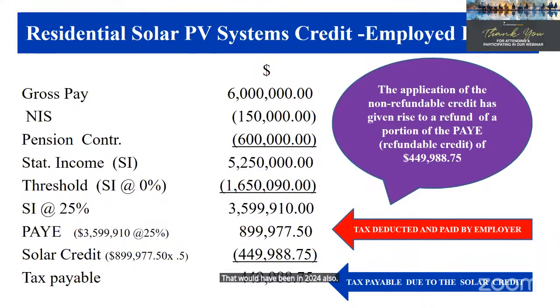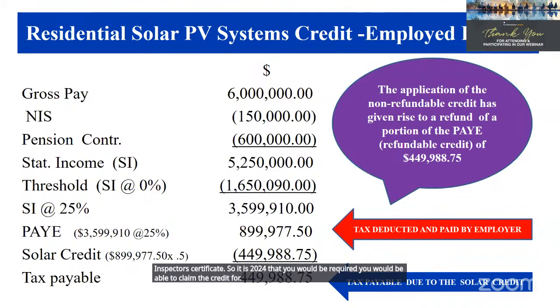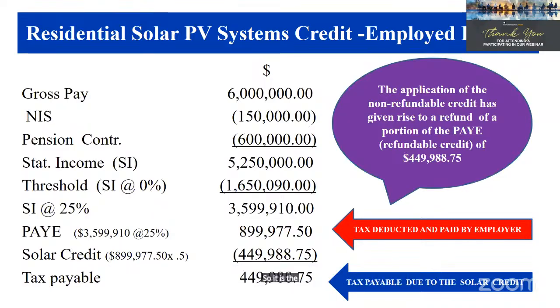So it is 2024 that you would be able to claim the credit for. Okay, so it is both the installation date and the date of the certified electrical inspector's certificate that determines the year of assessment that the credit is claimable. Okay, thank you. I wasn't getting that. That's fine. Thank you. Okay.